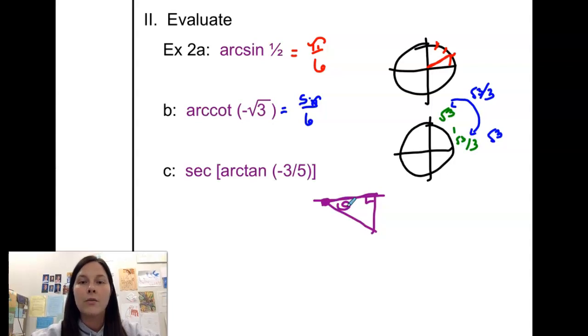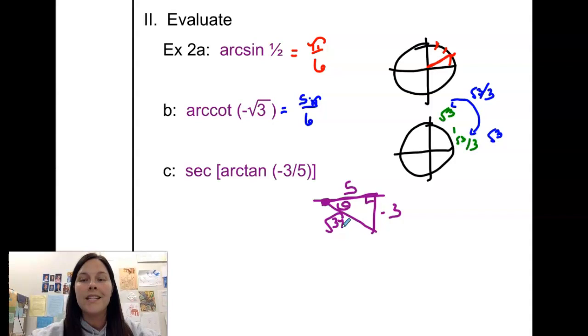All right, so in the fourth quadrant, the x value is positive and the y value is negative. So tangent is opposite over adjacent. And then what I would do is use Pythagorean theorem to solve for the missing side. Since I know you all are very familiar with Pythagorean theorem, I'm not going to cover that in the video. The hypotenuse is square root of 34.